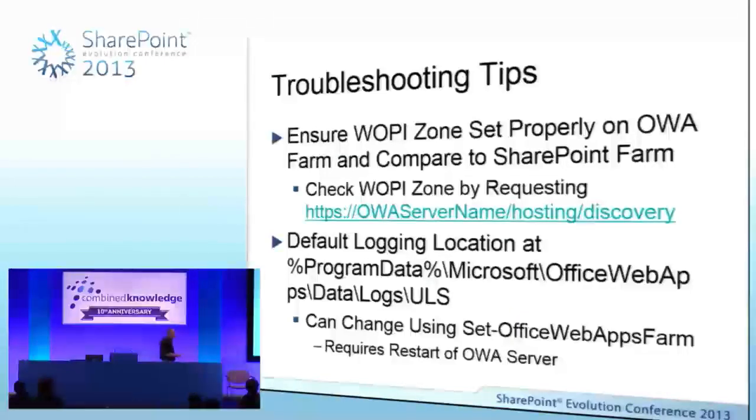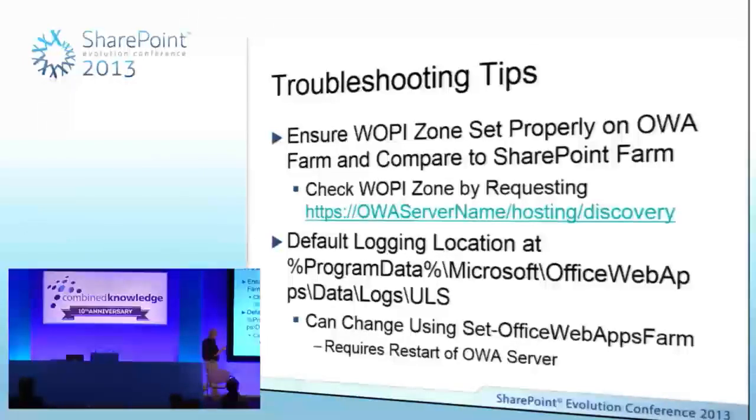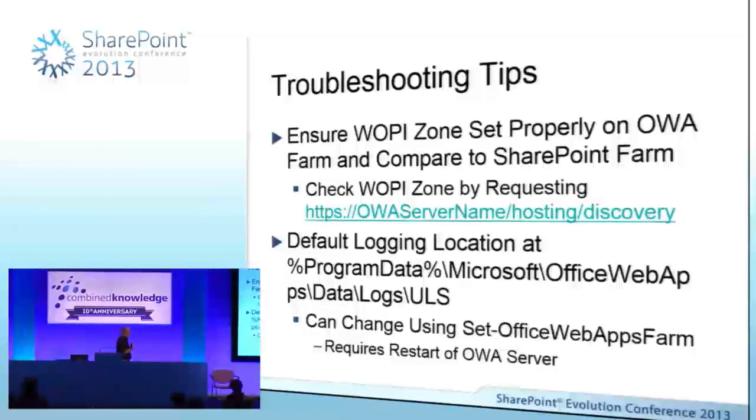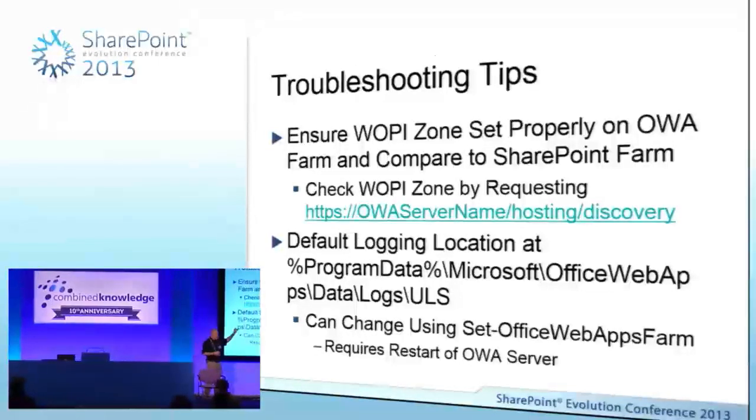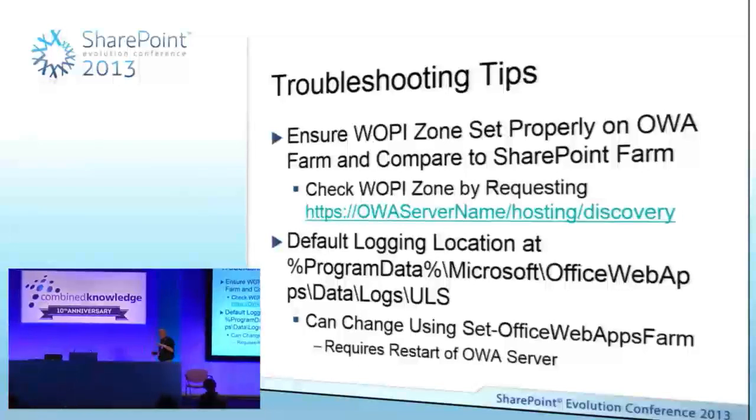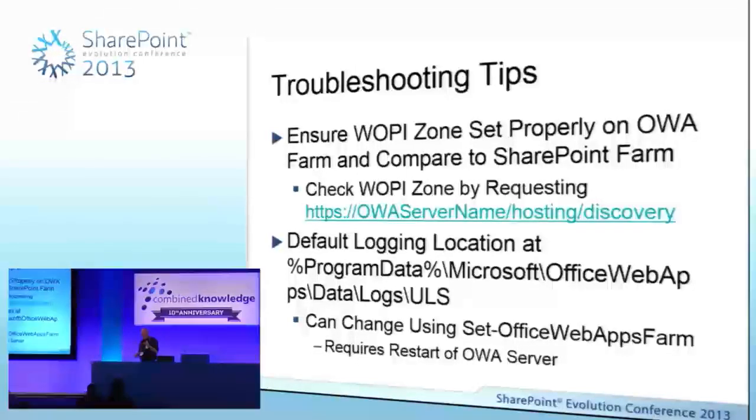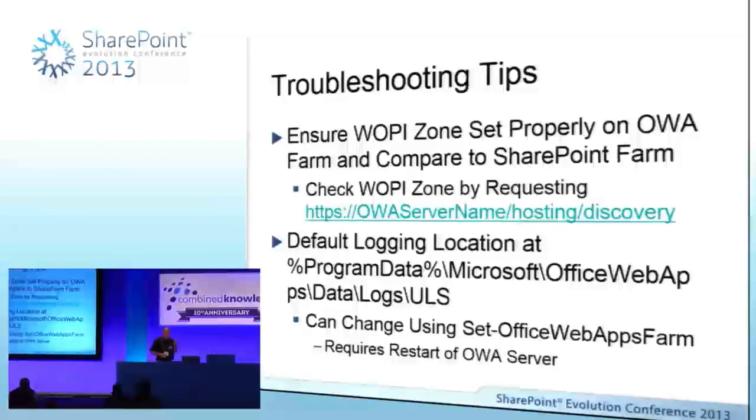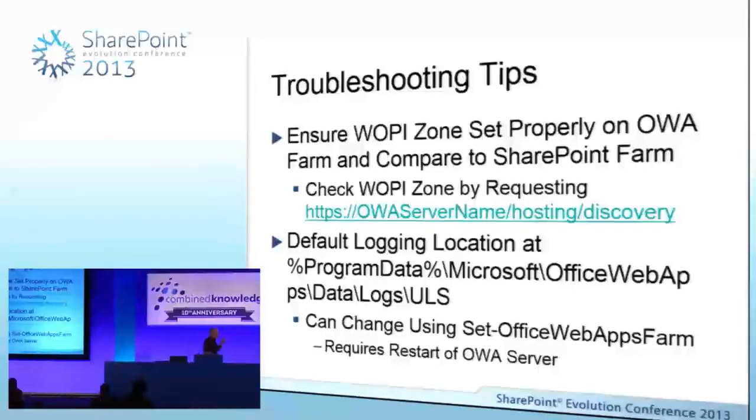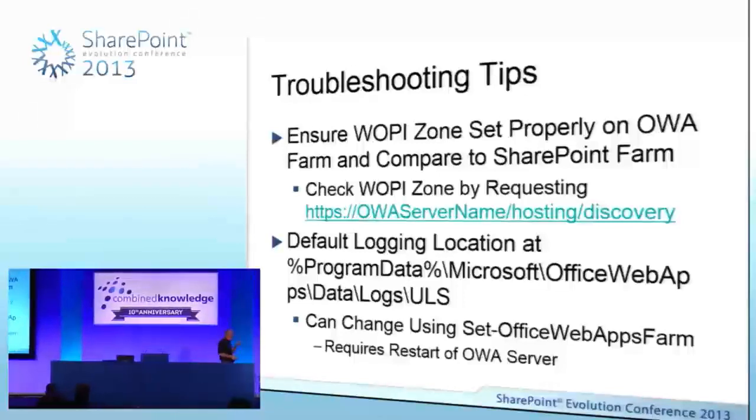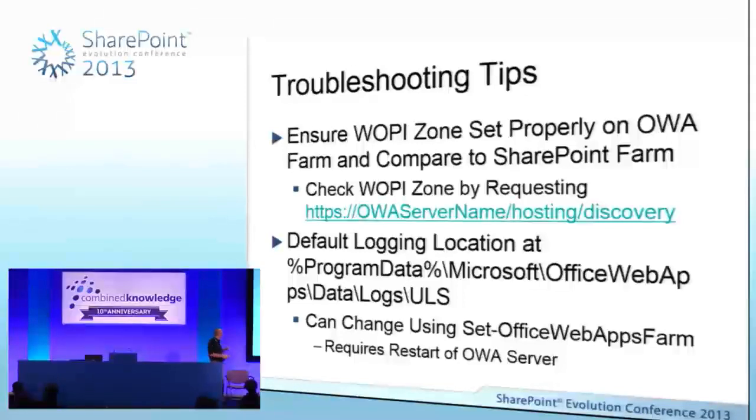Troubleshooting tips. Ensure your WOPI zone is set properly on the OWA farm and compare it to the SharePoint farm. We would have had issues because one was HTTPS, one was HTTP. They have to be talking the same language. So we can check that by using the command here. We did that when I first created the OWA farm. Then over on the SharePoint farm, I double checked to make sure that we had the appropriate configuration of SharePoint, HTTP versus HTTPS. And then because we were using HTTP, I ran the OAuth configuration.